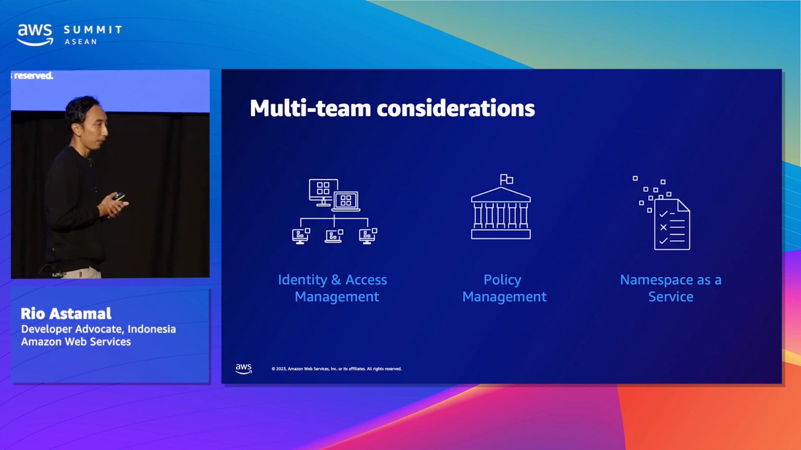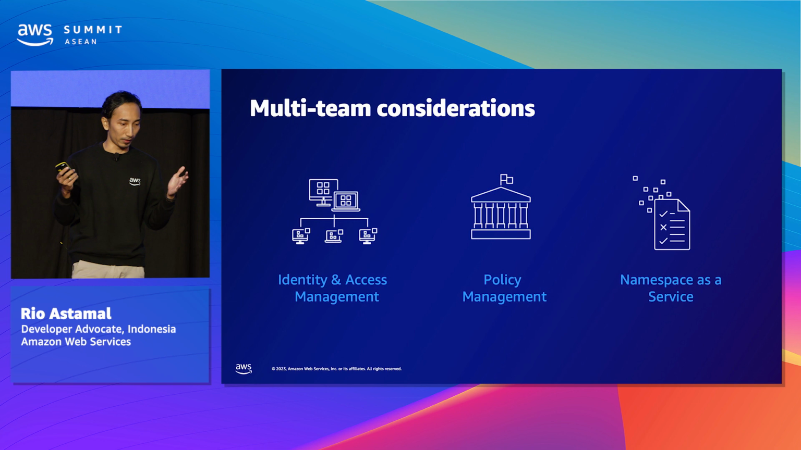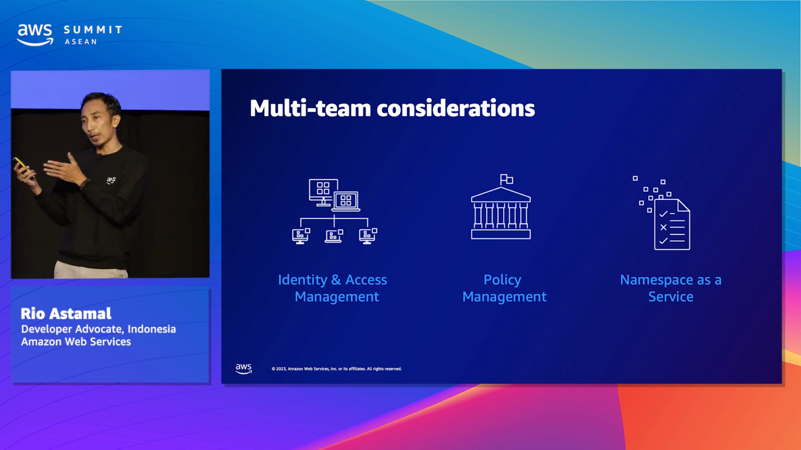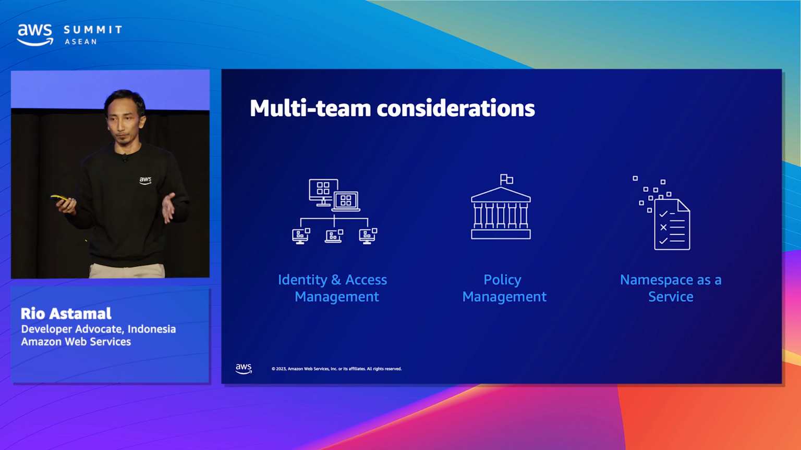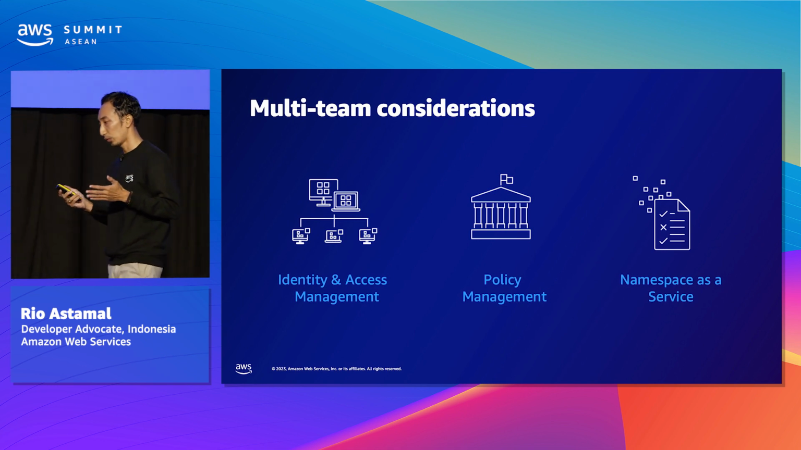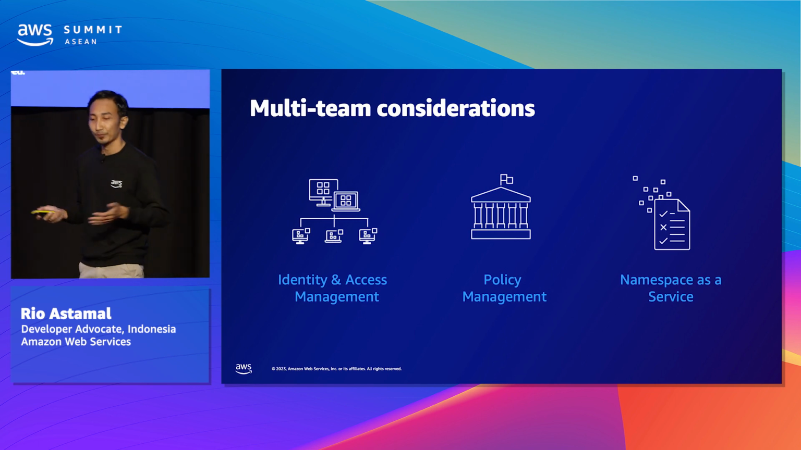And then we have multi-team consideration. How do you provide identity and access management like I said before? Let's say, how do you provide policy for platform team? How do you provide policy for the application team? How do you enforce them? What are the best practices? How do we configure the namespace for the team and the apps? This is the challenge, and it requires you to know a lot about Kubernetes, and it's quite complex.